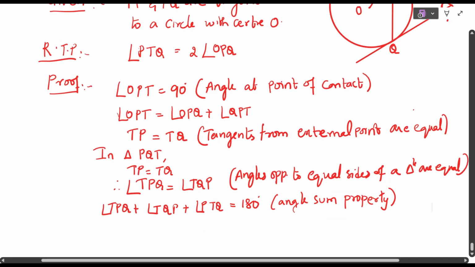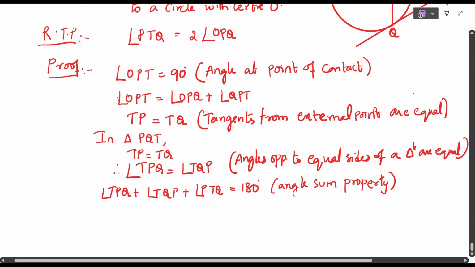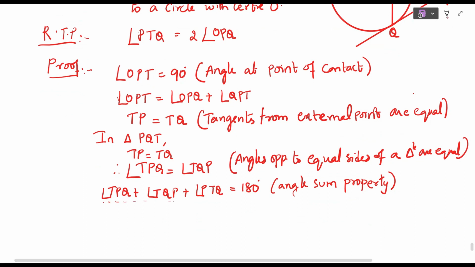Very easy, students. Very easy to solve. We know these two are equal, right? These two are equal. So 2 times angle TPQ I am writing, plus angle PTQ is equal to 180 degrees.